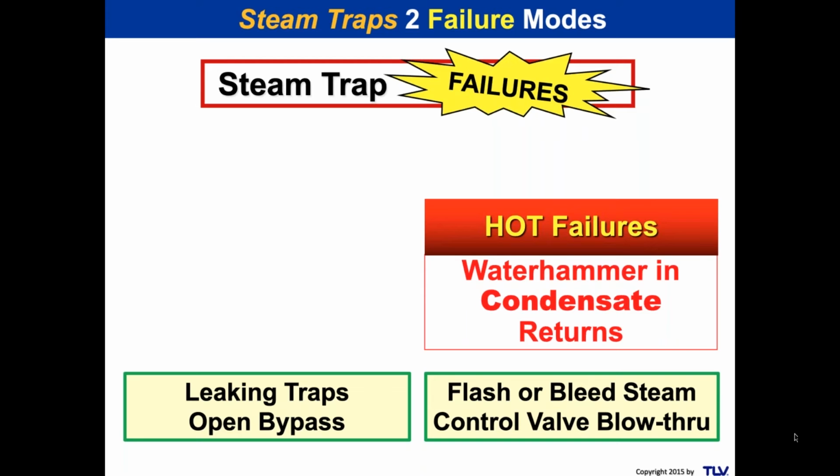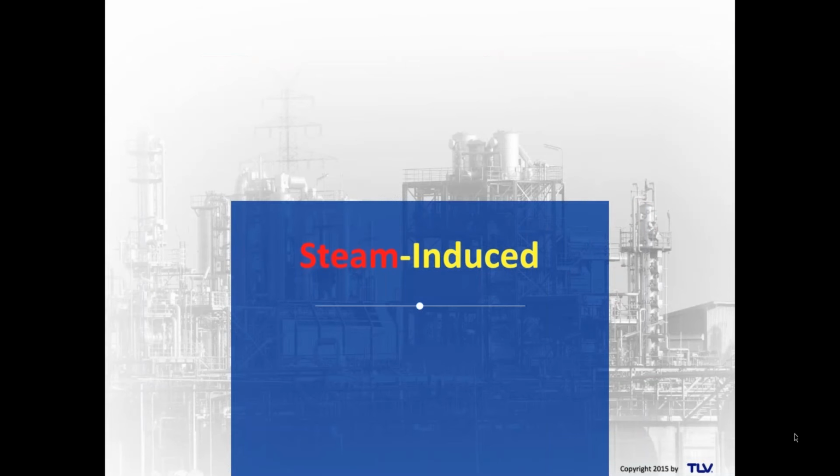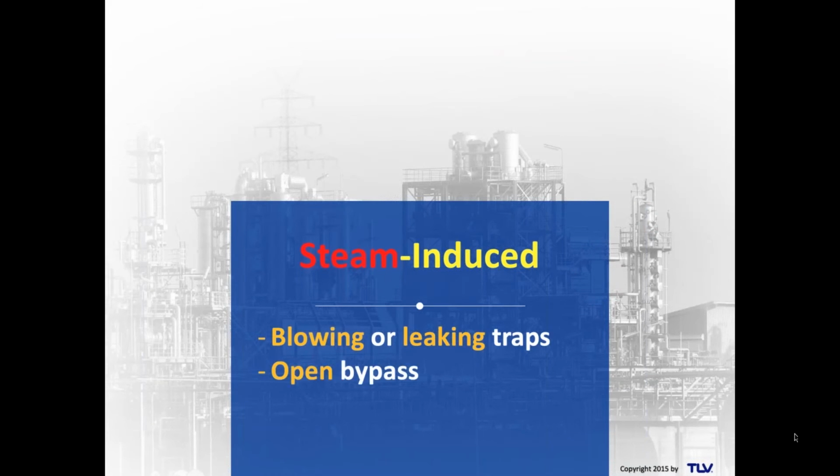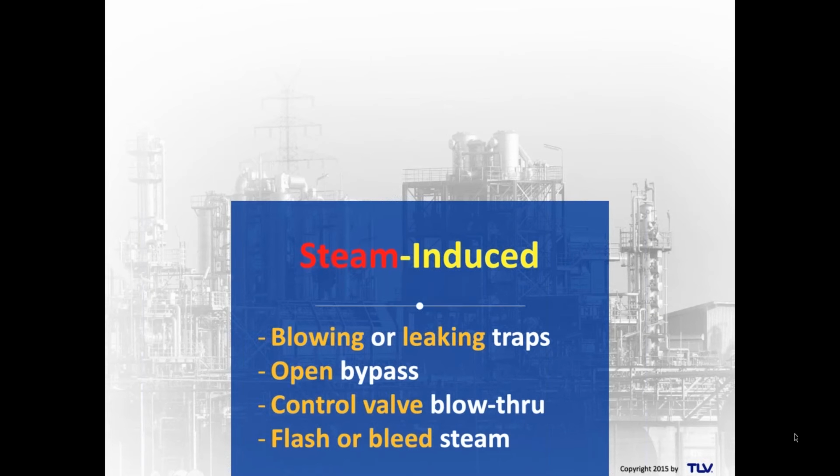And the one I really hate to see there is the control valve blow through, because people think that a control valve doesn't blow through steam, but an outlet control valve does blow through steam, or can blow through steam, and I'll show you some examples. Steam-induced hammer, collapse hammer, from blowing traps, open bypasses, control valve blow through, or flash or bleed steam, typically bottling up at the bottom of a vertical riser.